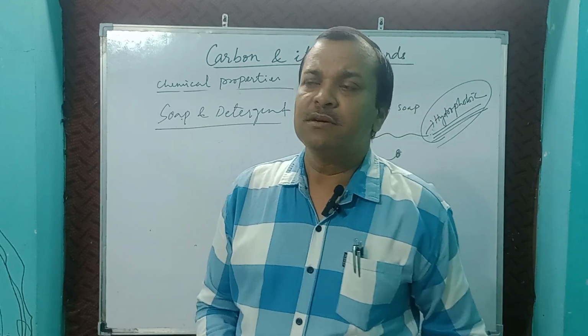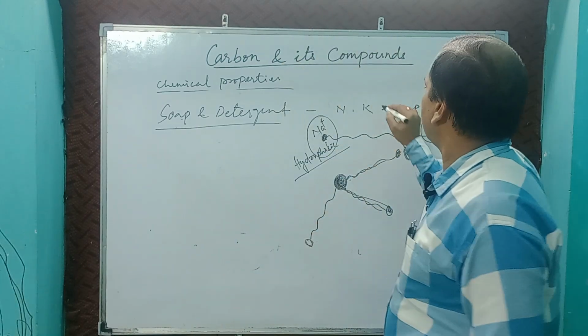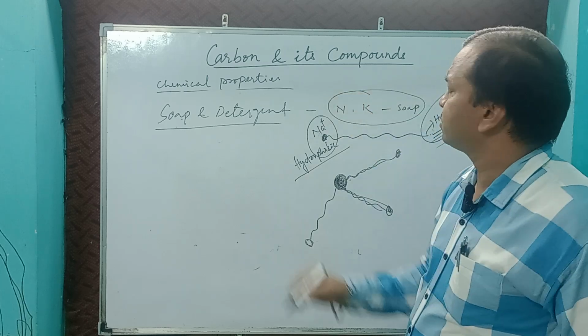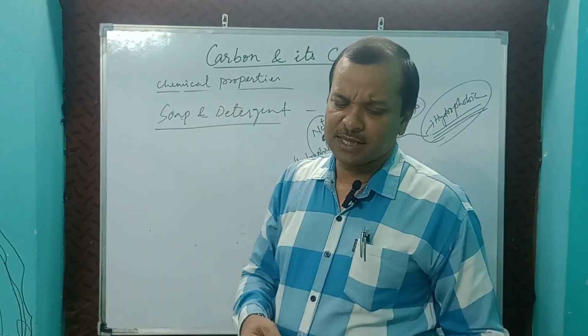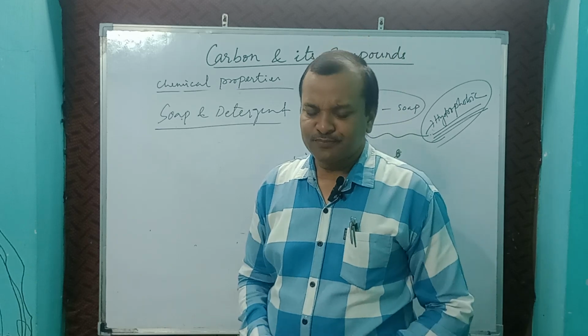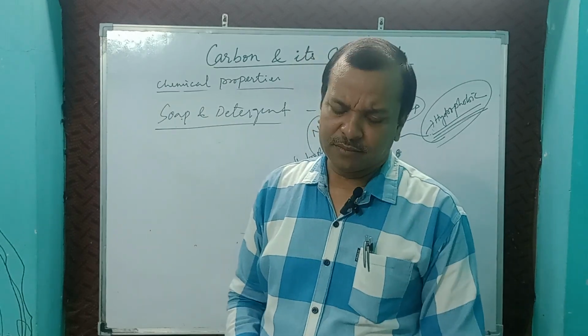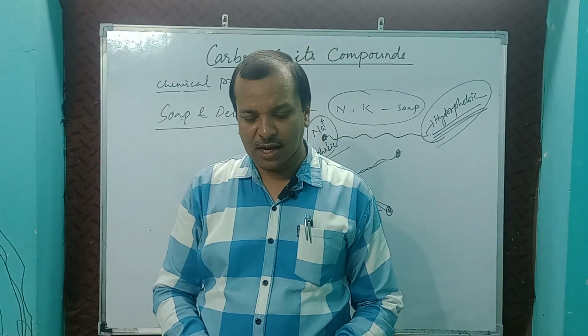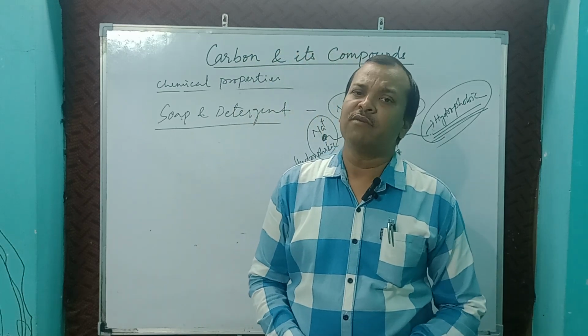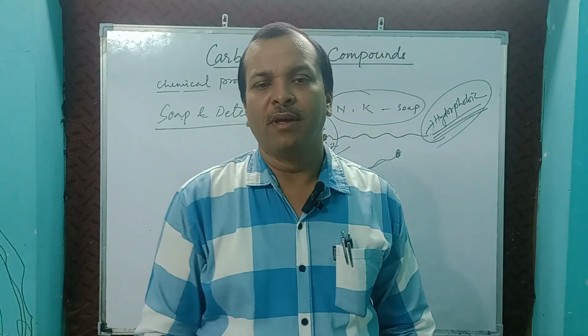Is it clear? So the basic difference between soap and detergent is, soap is a sodium and potassium based salt, while detergents are ammonium based or sulfonate based salts.